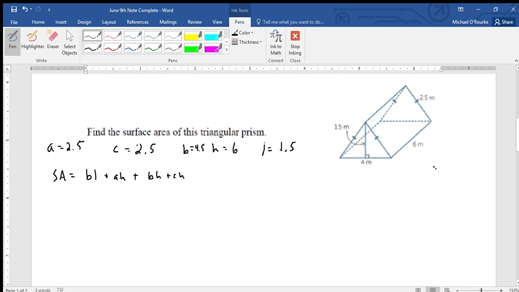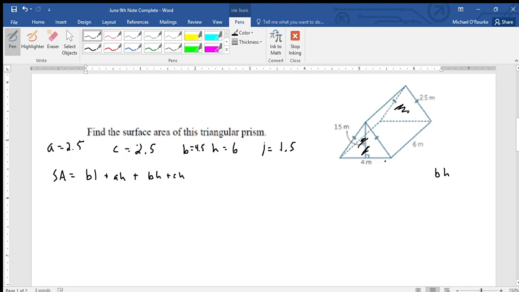Remember, the area of a triangle is base times height divided by 2. But since we have 2 of them, we have this one here and this one back here, that actually takes away this 2. So that's where the BL comes from. And then these 3 parts are just the rectangles. This times this, right? So what's this one?